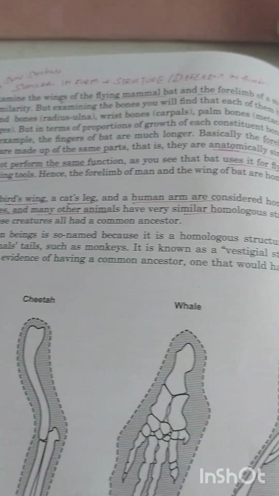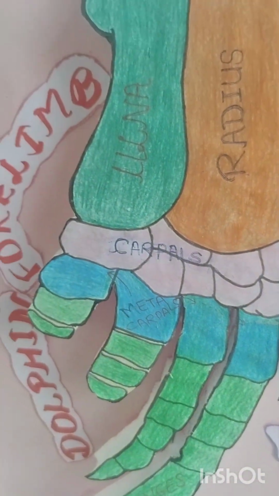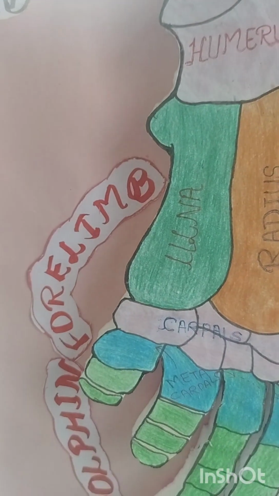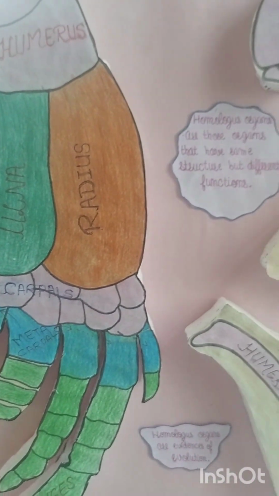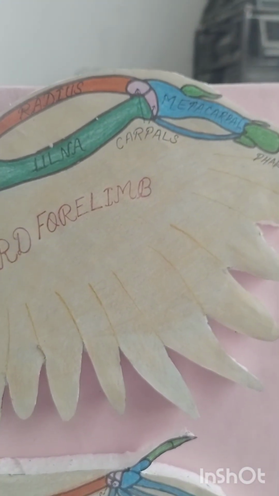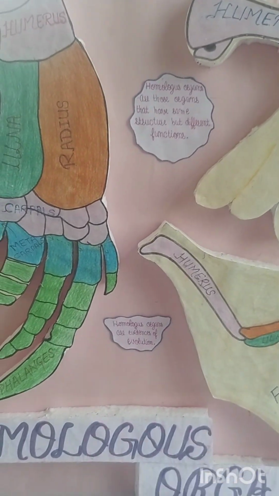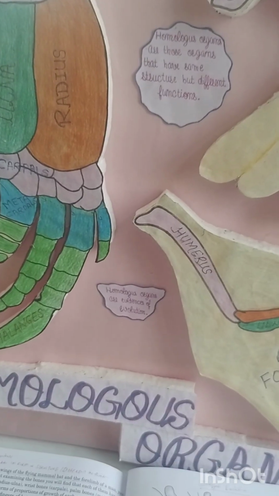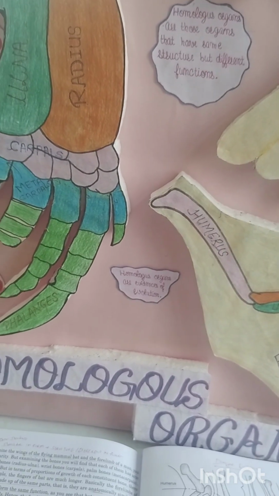So you can see the homologous organs prepared by a student in the form of a chart, in the form of a model, showing the three-dimensional forms of the human forelimb. Then you can see the forelimb of a bird and the forelimb of a bat. So these are examples of homologous organs. Homologous organs means similar in form but performing different functions.